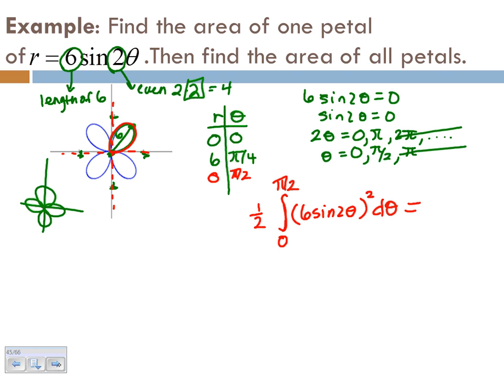Ooh, what do we have to do with a sine squared? It's a formula we used all the time in chapter 7. See if you can remember in your group what you're going to do. Now put up your final answer for one petal. See if you can get to that.